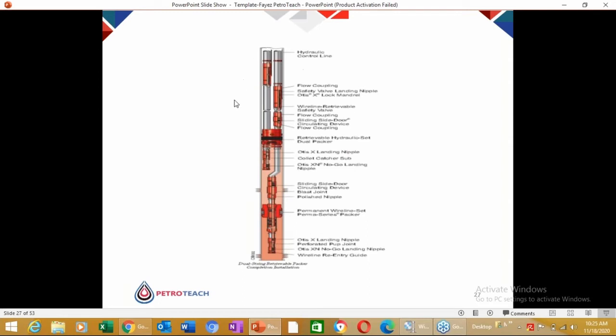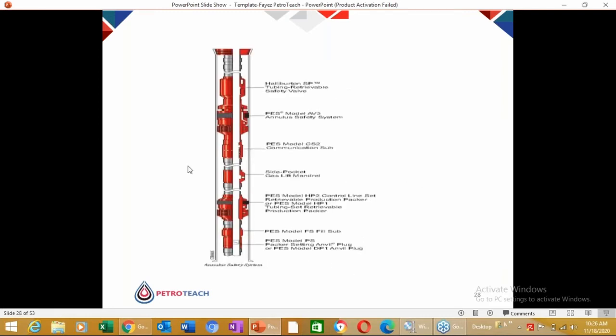So, another completion sketch here is for dual completion. Dual completion is another one. Here also there is a packer here and there is a packer here. This packer is separating the producing formation from intersecting the other producing zone.